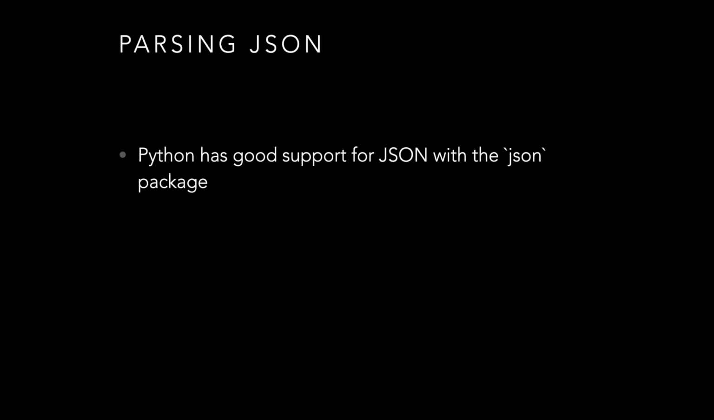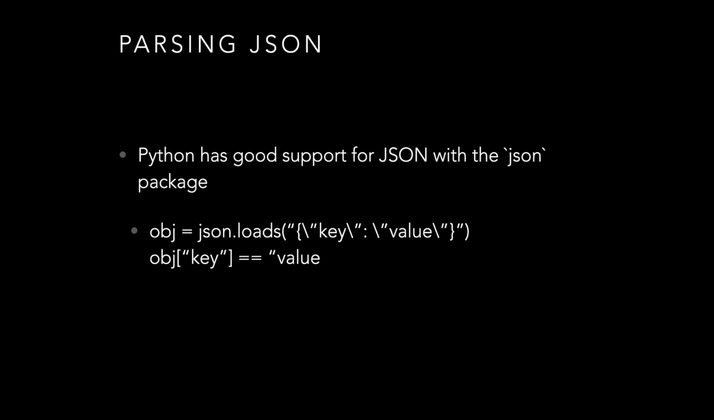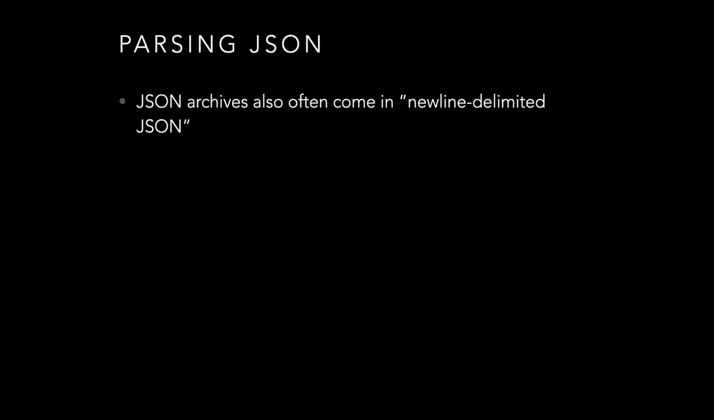Python actually has really good support for JSON already with the json package that's built in. It makes it very easy. Where you have some string that includes your JSON, all you've got to do is call json.loads. That S at the end means string, and it will parse this JSON and give you back a dictionary, where the key in the map gives you back the value associated with that key. So we use this library a lot.